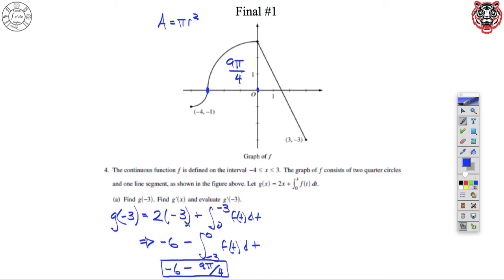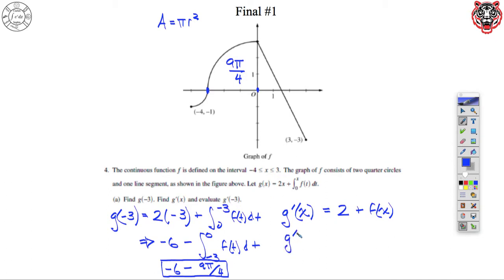So that's g of negative 3. Let's find g prime of x. So you just take the derivative of each of these individually. So g prime of x is equal to, g prime, that means I'm taking the derivative of 2x, which is just 2, and derivative of this thing, and that's using the fundamental theorem of calculus, which means that x is going to be plugged into the t, and it's just f of x. So 2 plus f of x.